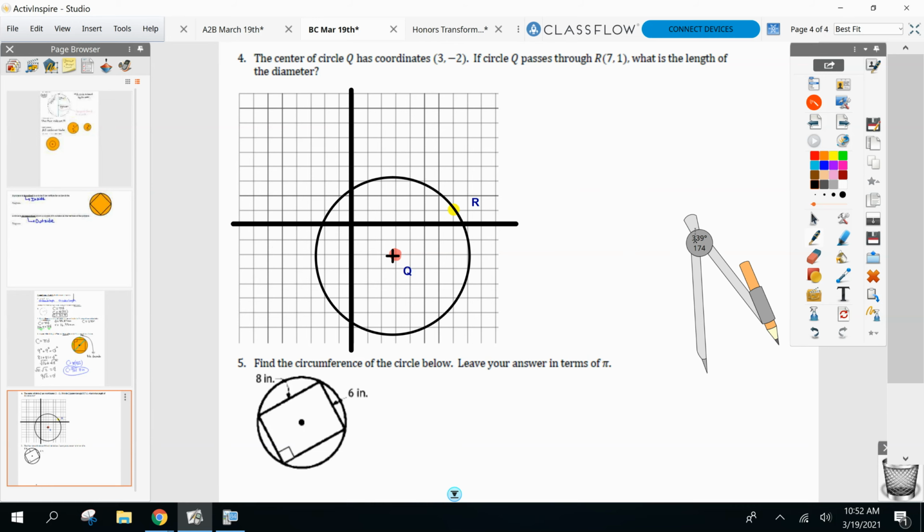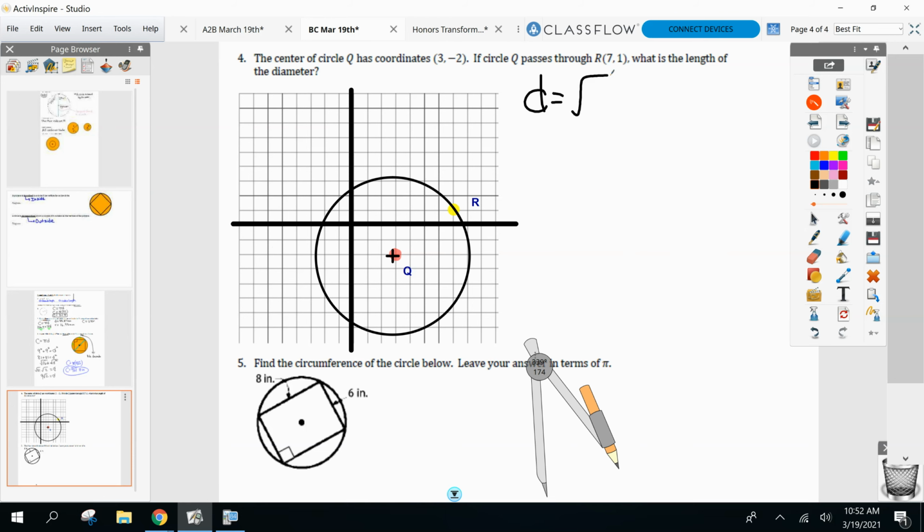All right, so go ahead. We have to use distance because I'm not looking for radius length. I'm looking for the diameter length. So we're going to have to use distance or Pythagorean theorem, whatever you use or have been using all year.